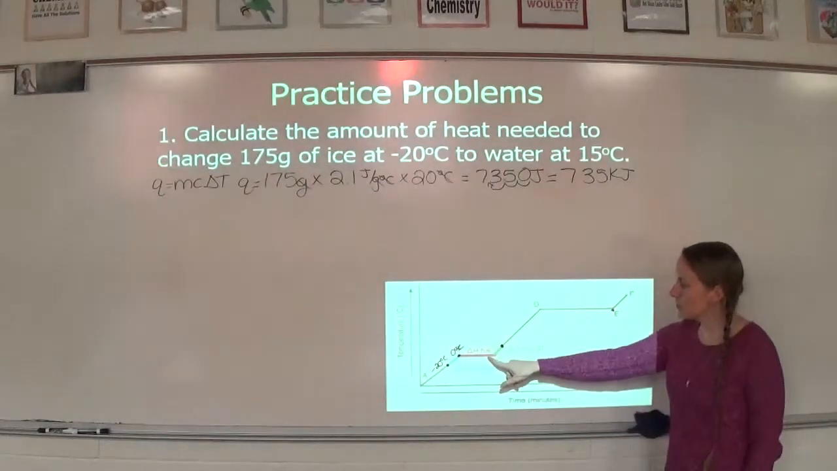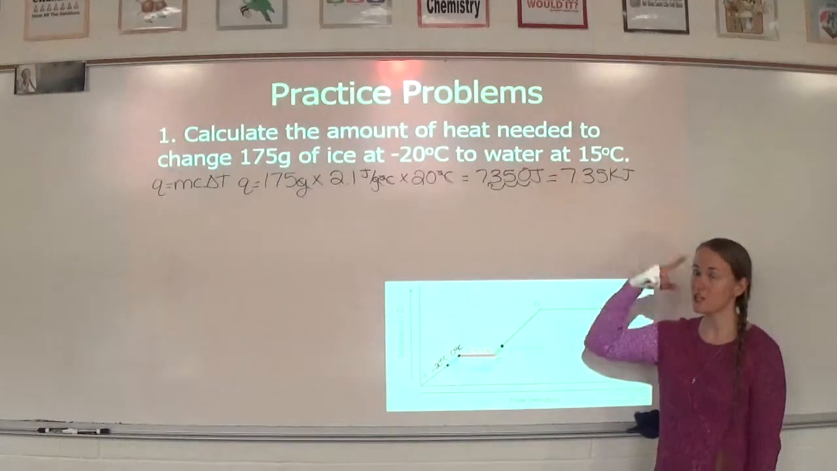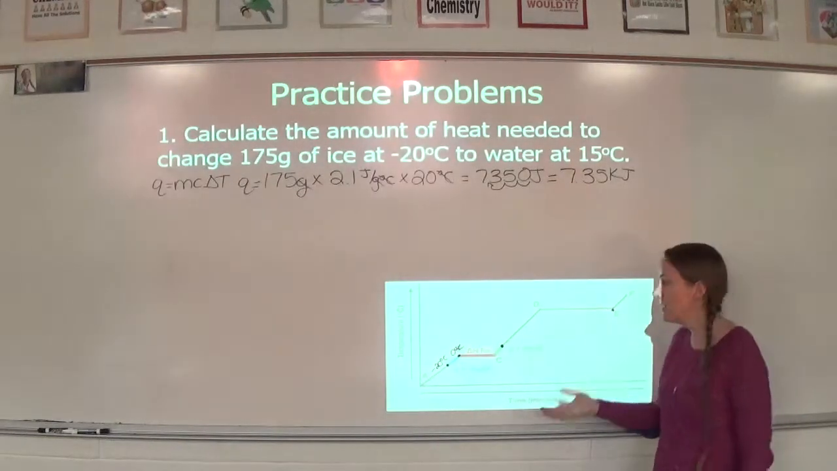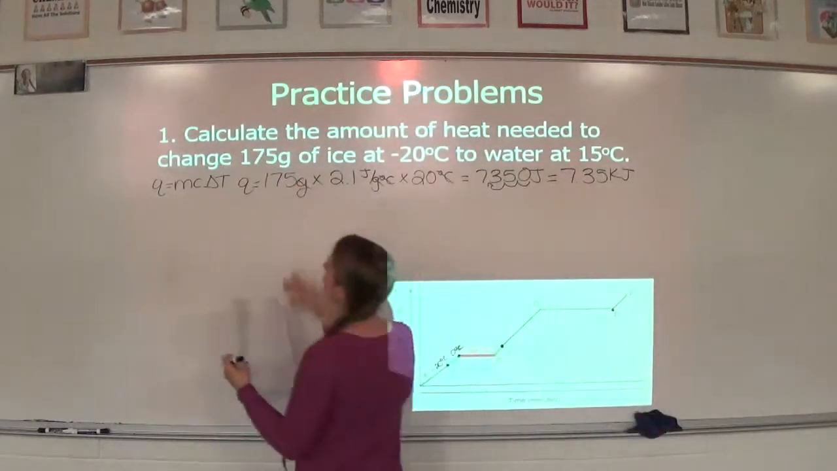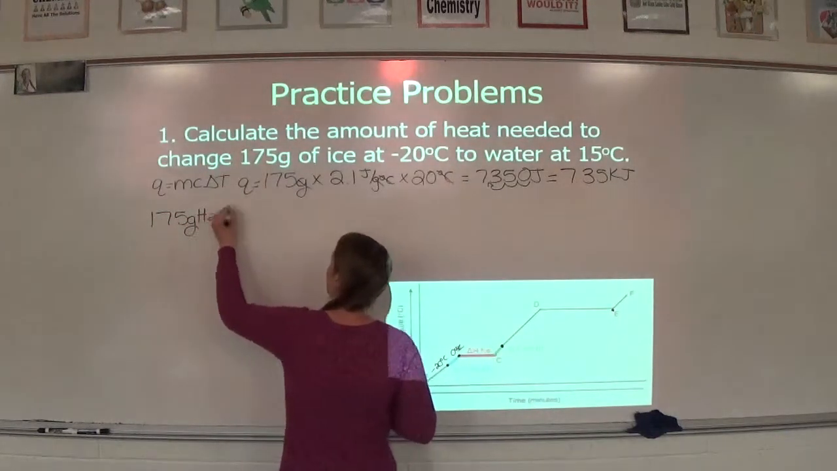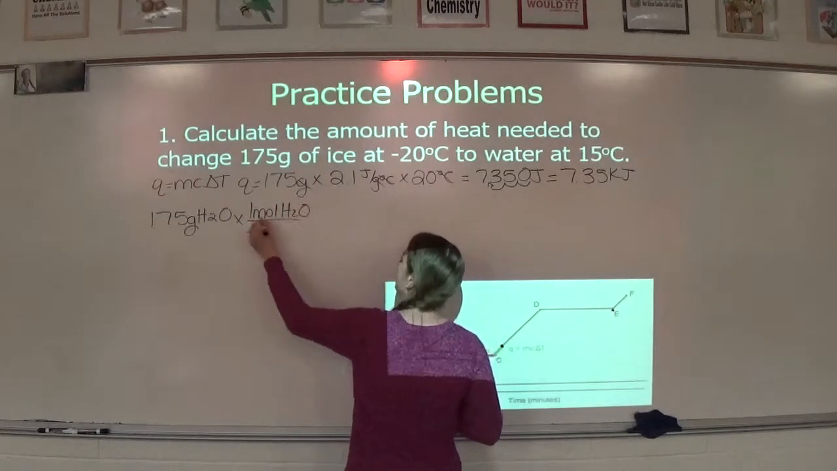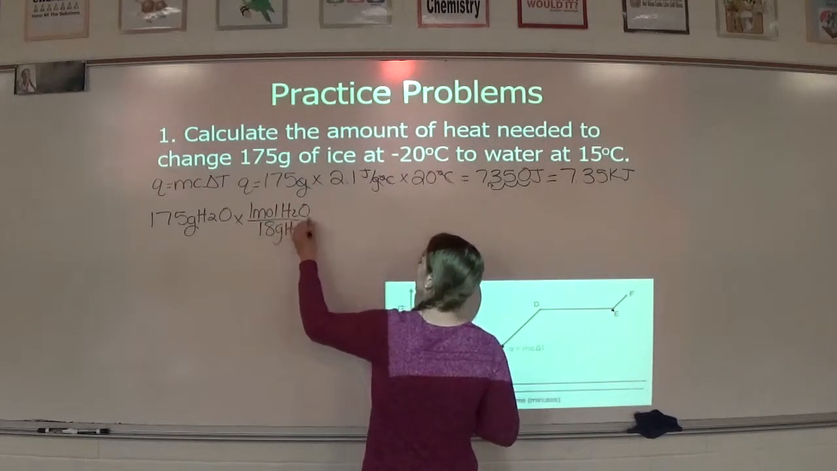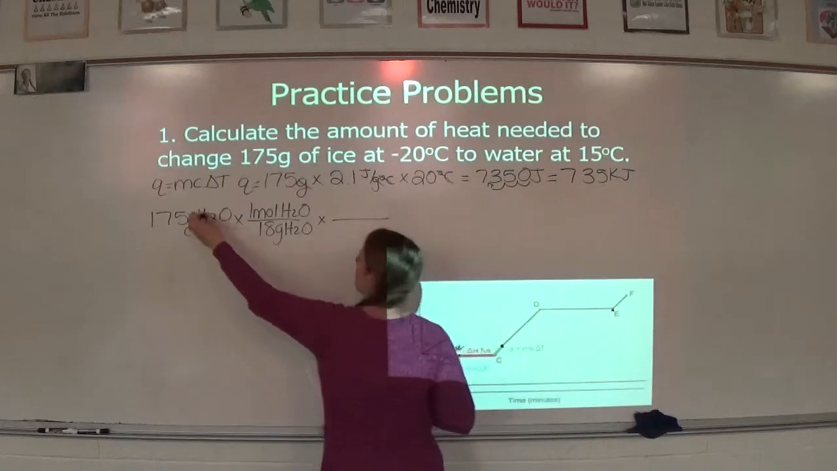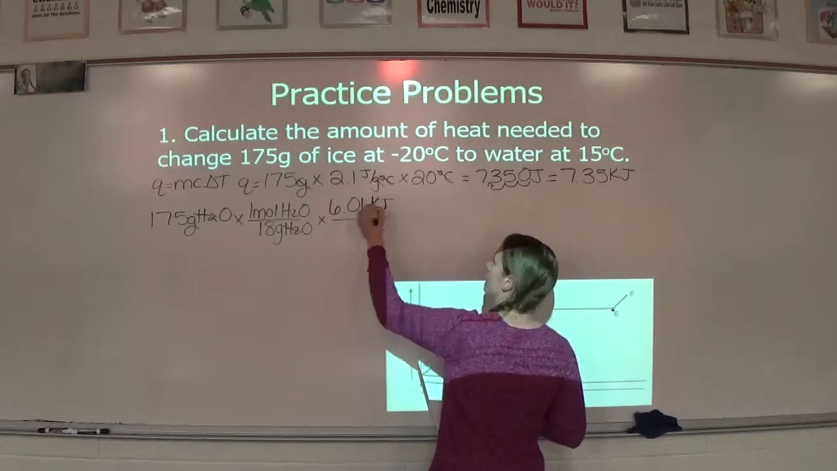Alright, so now we got to tackle this red line. Remember, there's no temperature change here. This is when it's melting, so that should make you think delta H of fusion. So we have to start with our grams, so 175 grams. And then we use our molar mass, so 1 mole of H2O is 18 grams. And then we use our delta H of fusion, which if you look on your charts page is 6.01 kilojoules per mole.